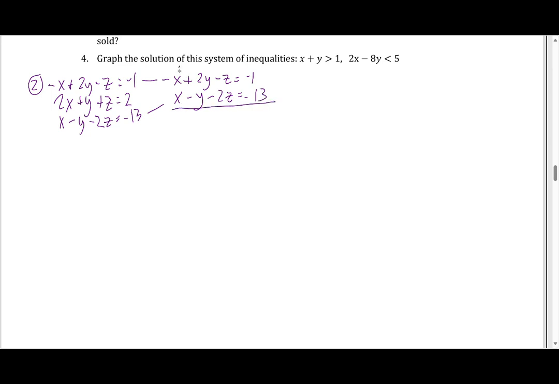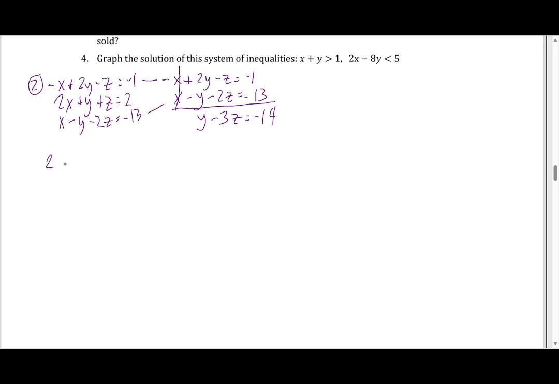So negative x plus x is gone. 2y minus y is just y. Negative 3z equals negative 1 plus negative 13 is negative 14. All right, that means I need to eliminate x in a different way. I'm just still going to use the second equation though.